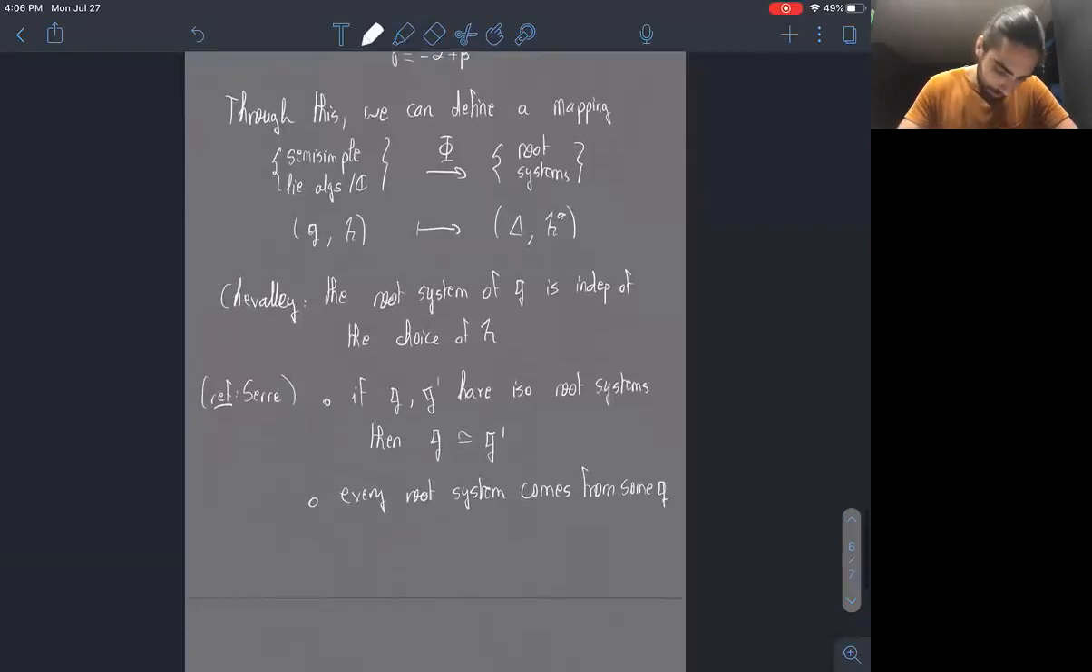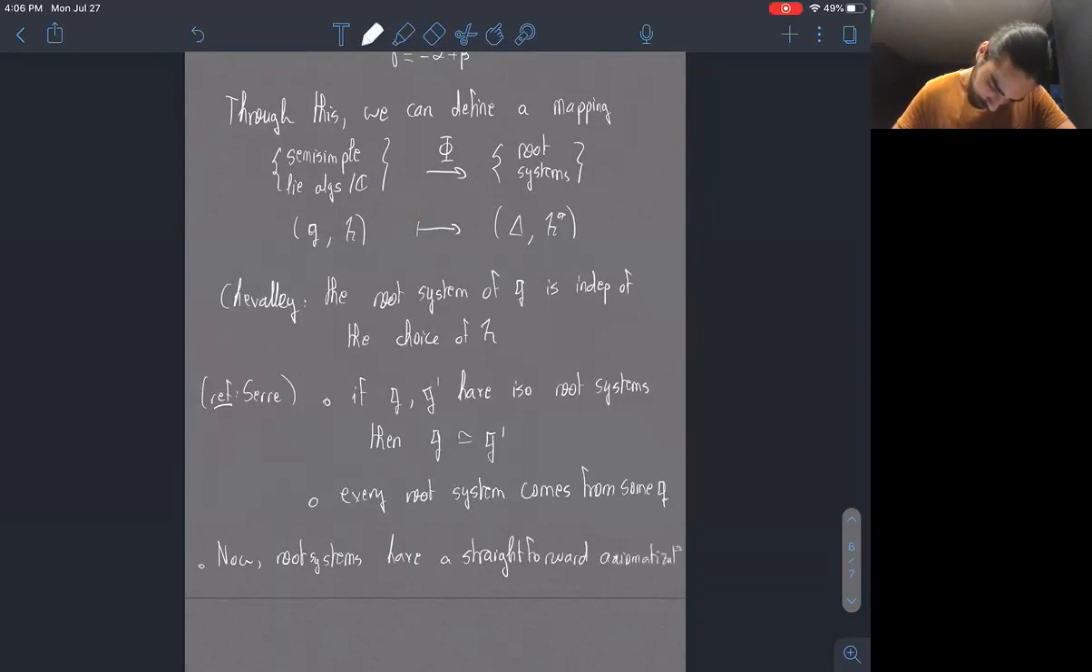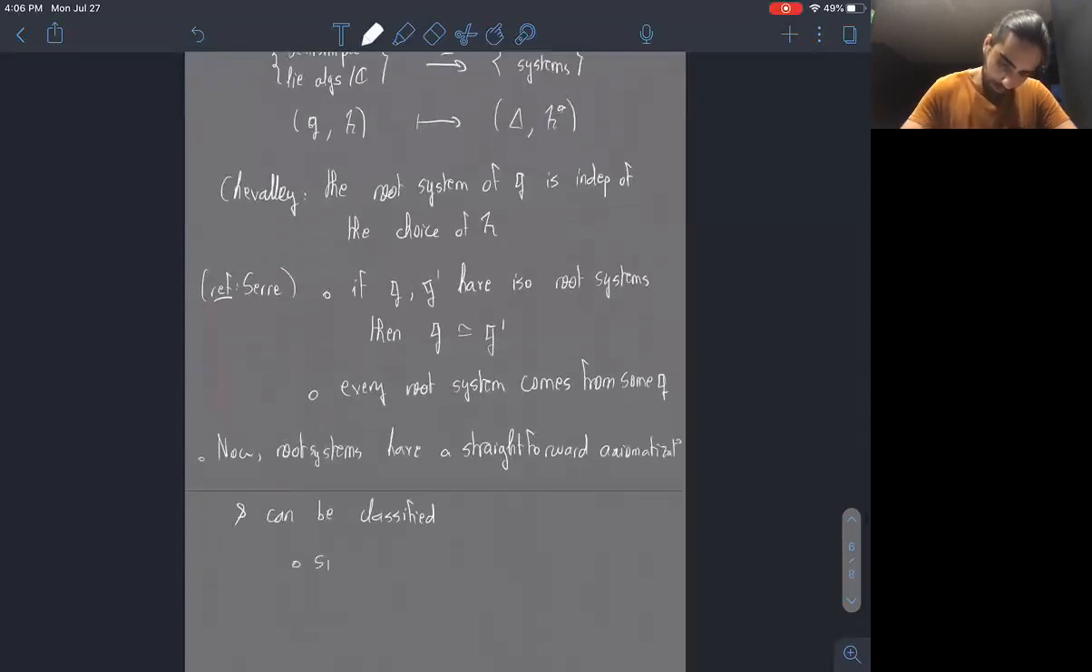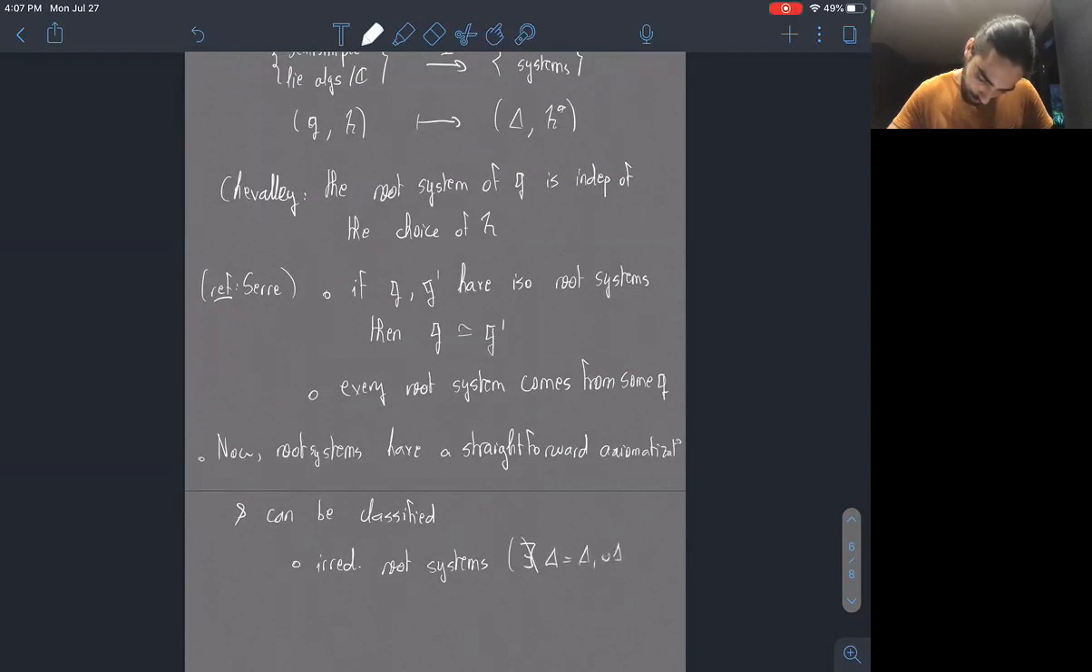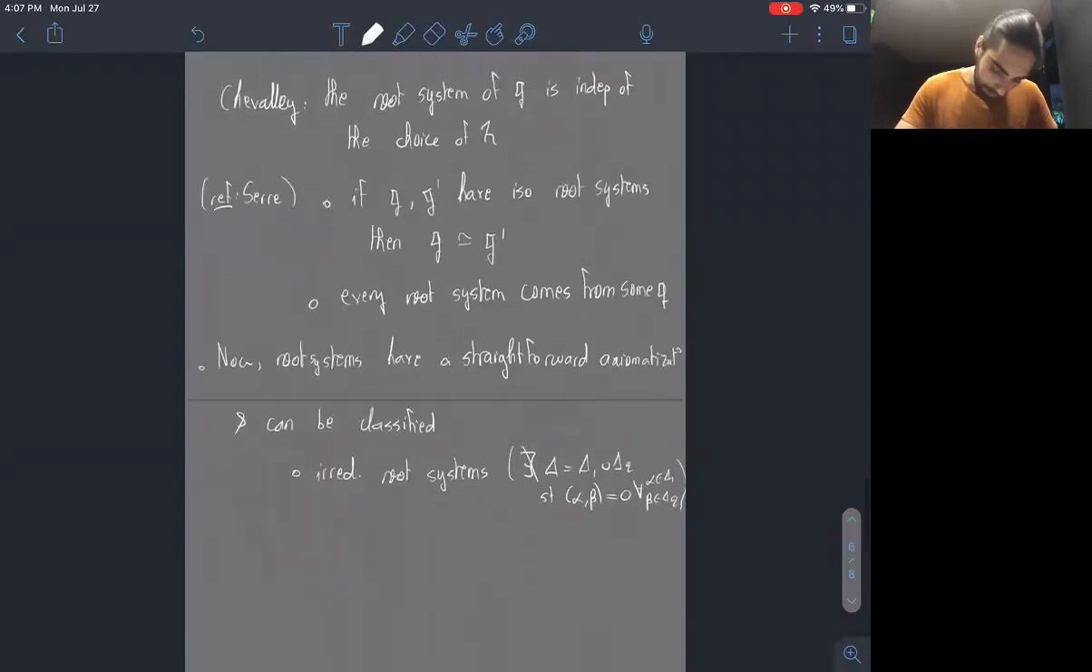And that's actually good news, because now root systems have a straightforward axiomatization, and they can actually be classified in the sense that simple, so irreducible, root systems, meaning that there does not exist a decomposition into two disjoint pieces such that the inner product vanishes for any pair of elements in the two components, are classified by Dynkin diagrams.